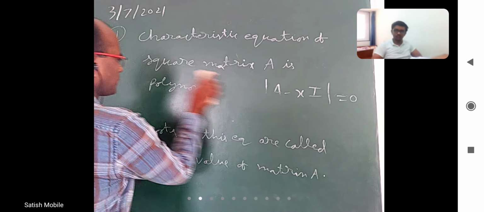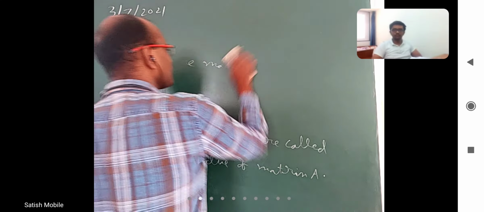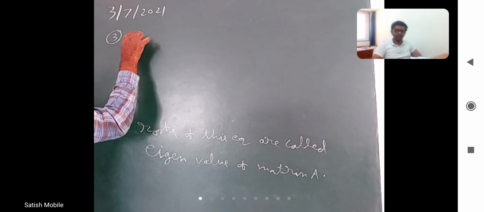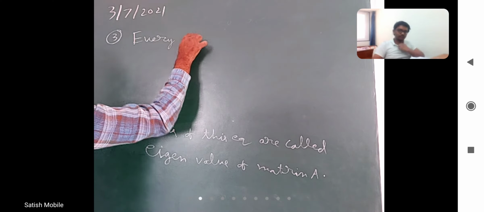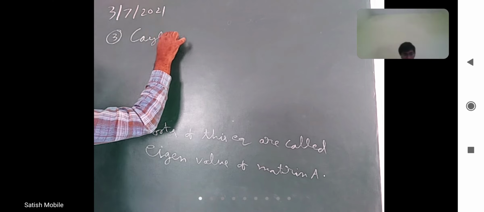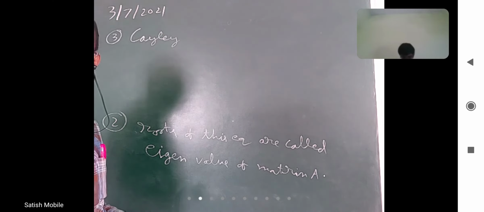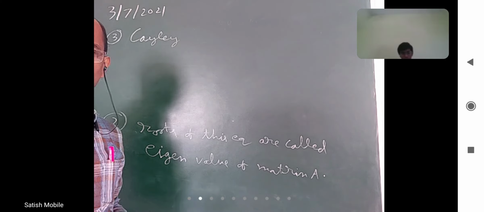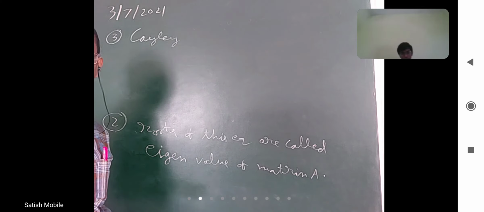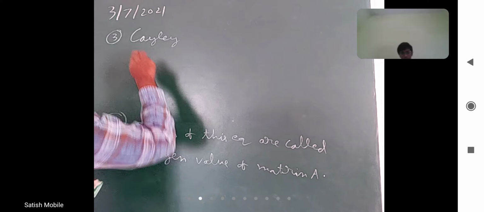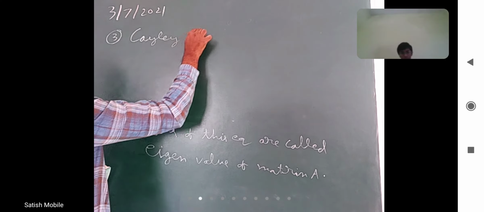Okay, next. Third point. Every square matrix, there is a name for this also. It is called the Cayley-Hamilton theorem. I'll explain when we do an example. After that, if the doubt is still there, you ask. Now I'm going to tell the third point, and after that I'm going to do an example. Okay. Cayley-Hamilton theorem.